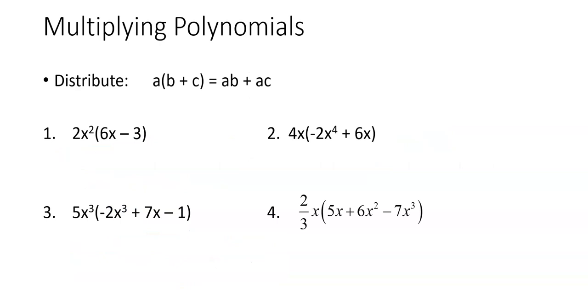All right, if you want to multiply polynomials, everything on the outside gets multiplied by the inside. So let's pick one. Let's pick number 3. Everything on the outside gets multiplied by the inside. So 5x to the third, and if you want, you could certainly expand this whole thing like this. You could write 5x to the third times negative 2x cubed plus 5x to the third times 7x plus 5x to the third times negative 1.